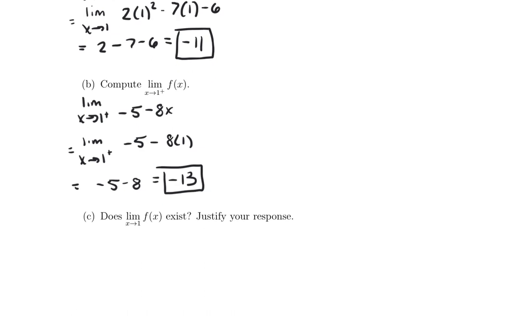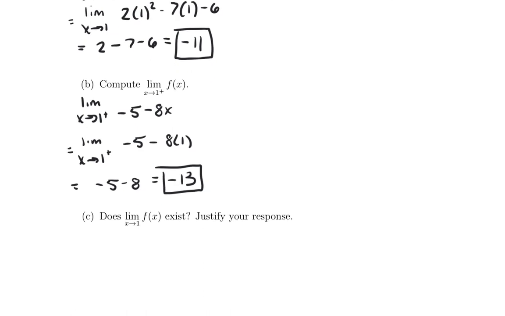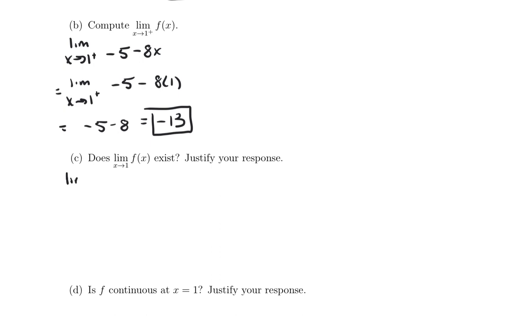The next question says, does the limit as x goes to 1 of f exist? So the thing about this is that if the limit of f as x approaches 1 from the left is equal to the limit of f as x approaches 1 from the right, if those are equal, then the limit exists as it approaches 1 from both sides.